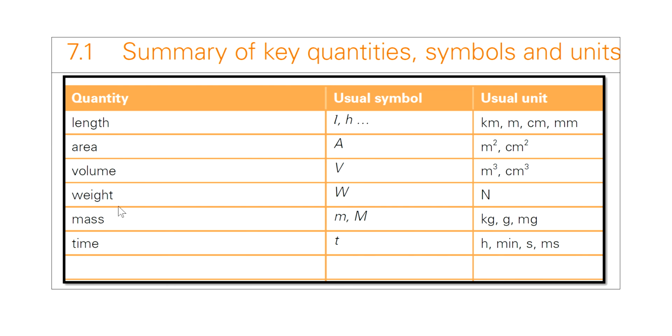And the fourth physical quantity is weight. Weight is denoted by W. It is measured in the name of the scientist upon whom the apple fell down on his head, Newton, capital N. Then the mass is given: small m, capital M. Small m is the mass of the person, capital M is the mass of the earth. It is measured in kilograms, that is kg, grams, g, milligrams, mg. Time, small t: hours, minutes, second and millisecond.